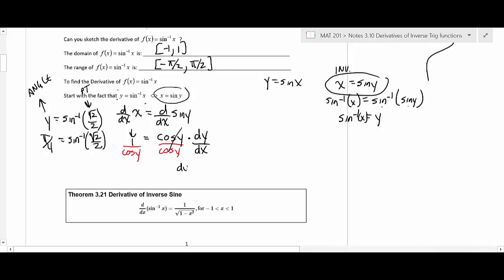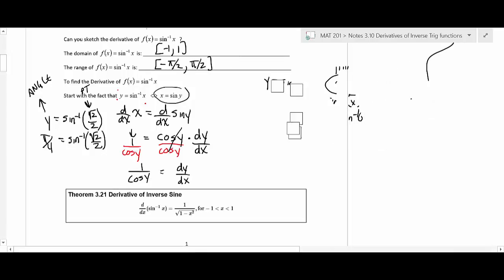Now we're going to have dy over dx equals 1 over cosine y. And remember, our goal on this is to figure out the rule for the derivative of the inverse sine. So we still have a ways to go on this. Over here I'm going to write dy over dx equals 1 over cosine y.